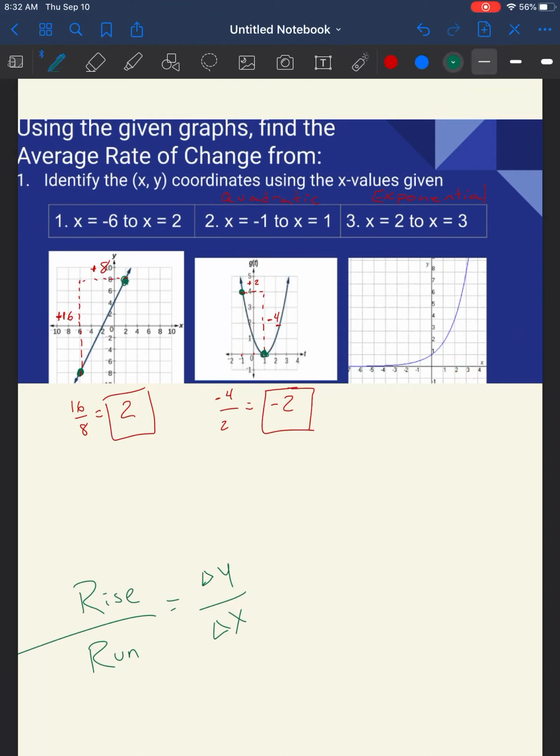Let's see. At 2, if I go up to my function, I'm at 4, it looks like, yeah. At 3, looks like I'm at 8. I'm going to do the same thing. I'm just going to draw my little stair step. This one may be a little tricky to get in here. There we go. All right, so let's see. I'll start with my rise this time. I was at 4, and I went to 8. That is +4, right? And then I went to the right 1. So my rise was 4. My run was 1. That's going to give me 4 divided by 1 is 4.